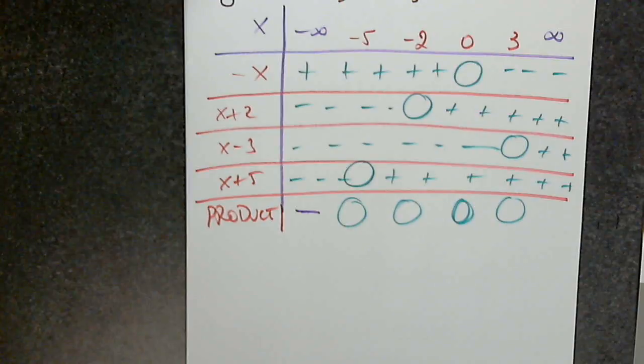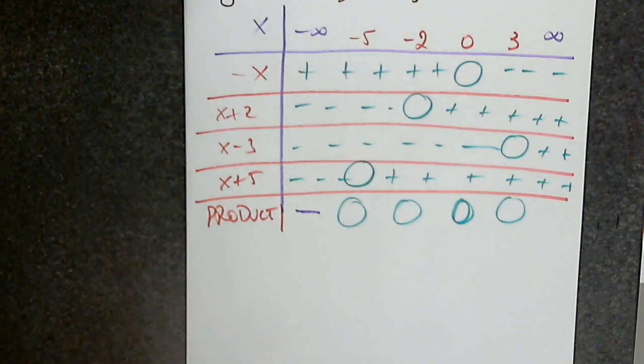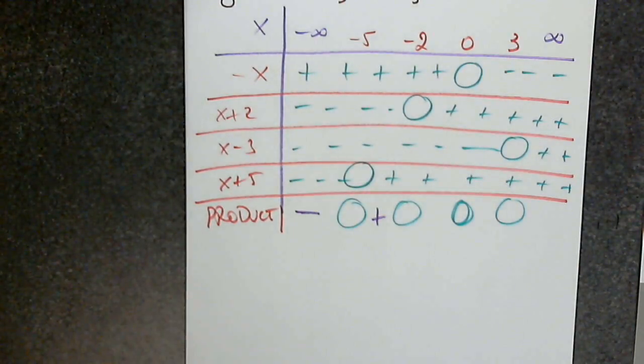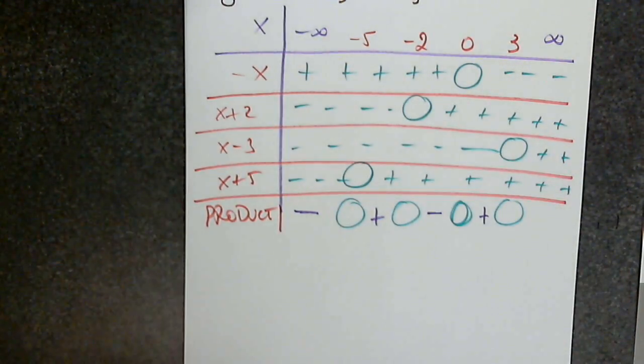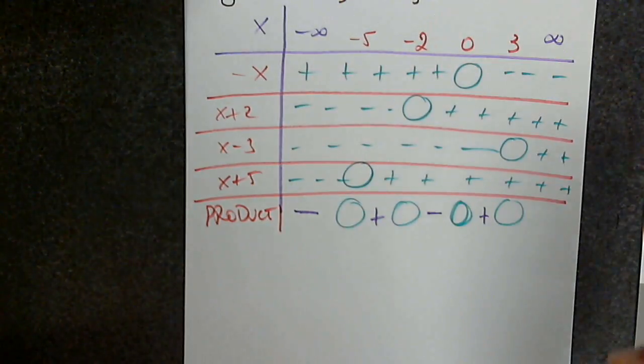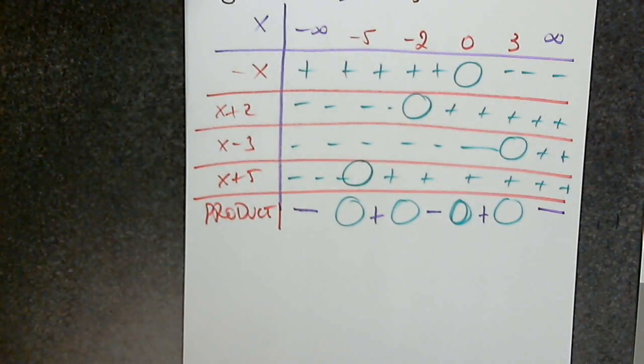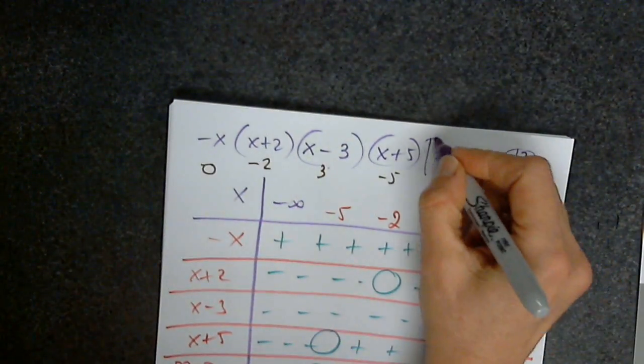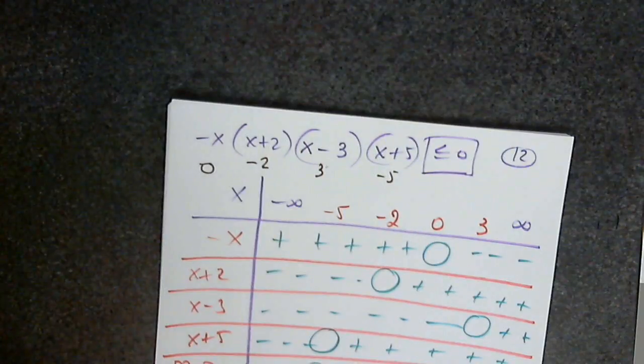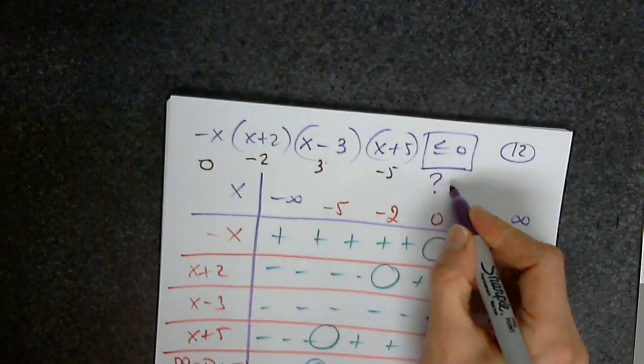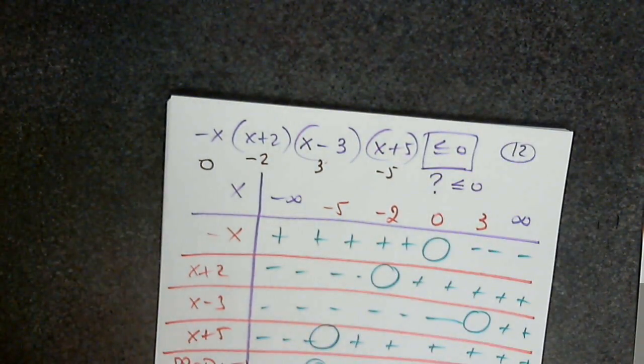In the next subinterval, I see 2 negatives. Positive. In the next subinterval, I see 1 negative. Negative. In the next subinterval, I see 2 negatives. And in the last one, I see negative. Okay? Now, only now, I look at this. Which sign is less than or equal to 0? And that's what I'm going to choose.